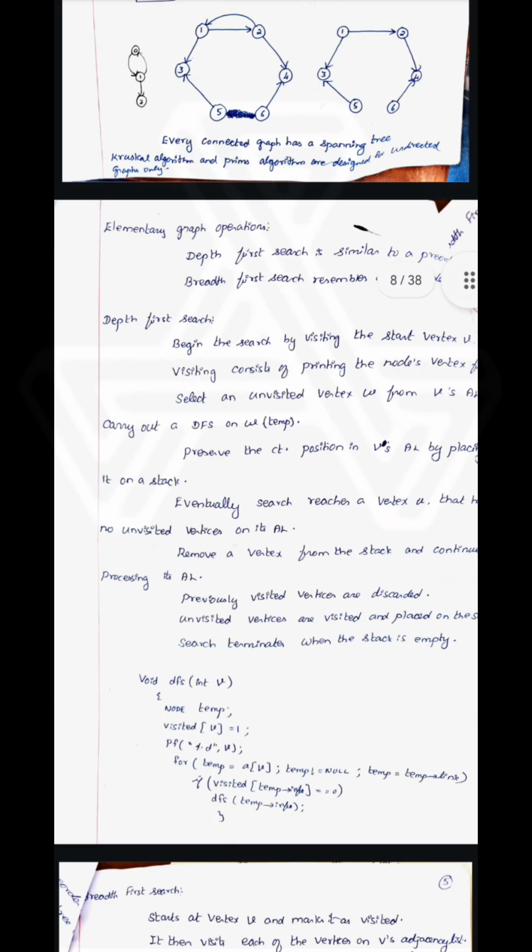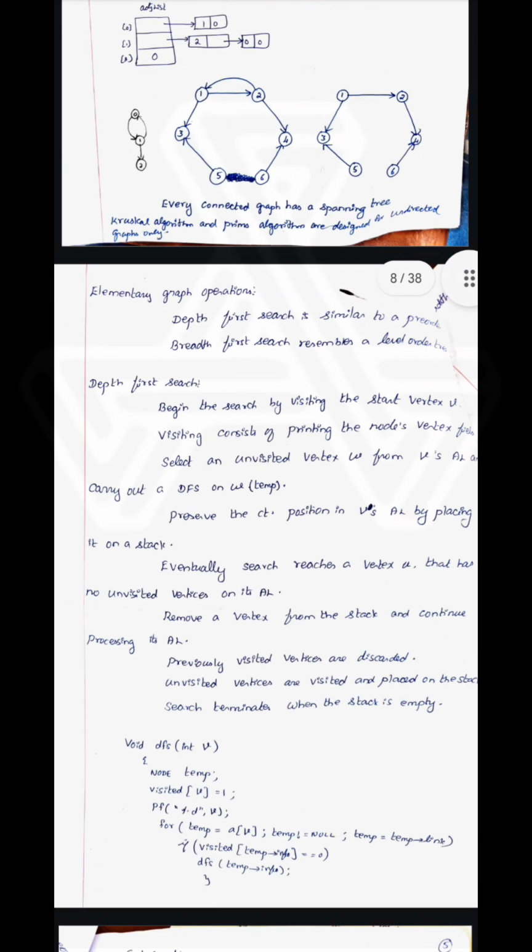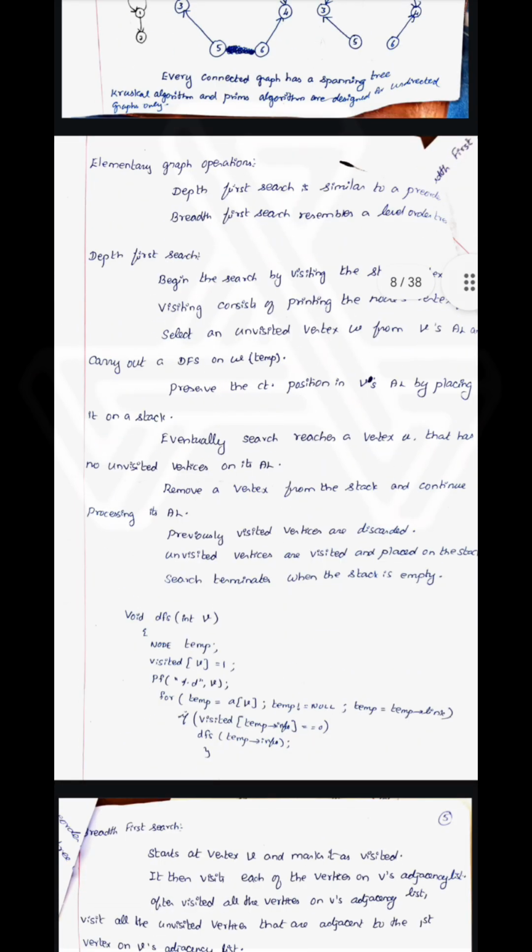Every connected graph has a spanning tree. Kruskal's algorithm and Prim's algorithm are designed for undirected graphs only. Elementary graph operations: depth first search is similar to preorder traversal. Breadth first search is similar to level order traversal.